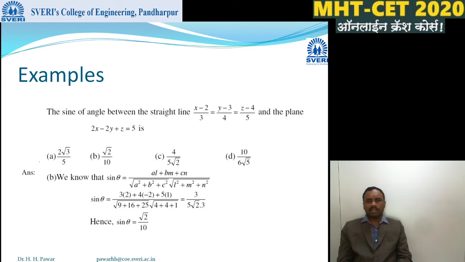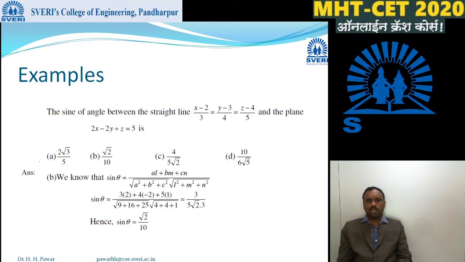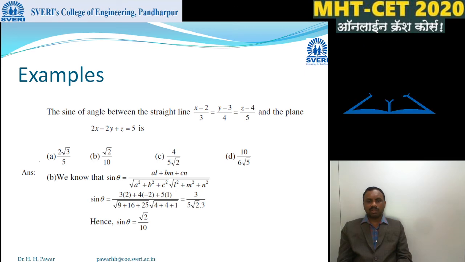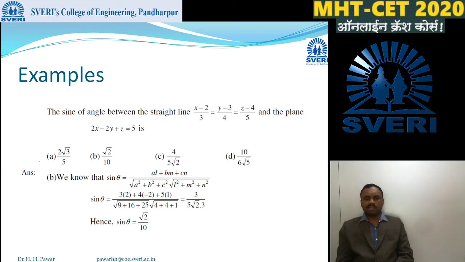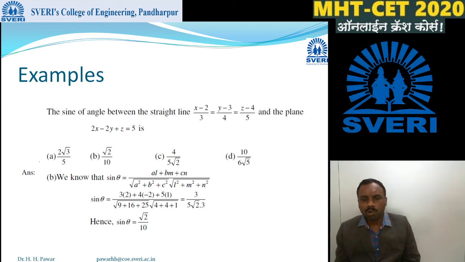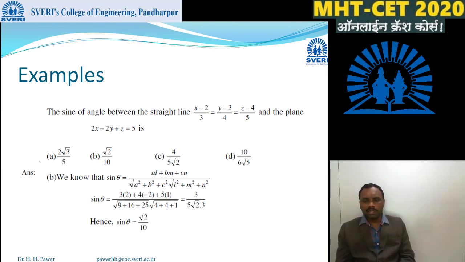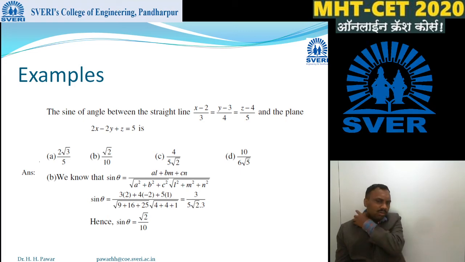We'll get 3 into 2 plus 4 into minus 2 plus 5 into 1 divided by square root of 3 square plus 4 square plus 5 square, into square root of 2 square plus 2 square plus 1, that is square root of 9 plus 16 plus 25, square root of 4 plus 4 plus 1, which gives us 5 root 2 into 3.